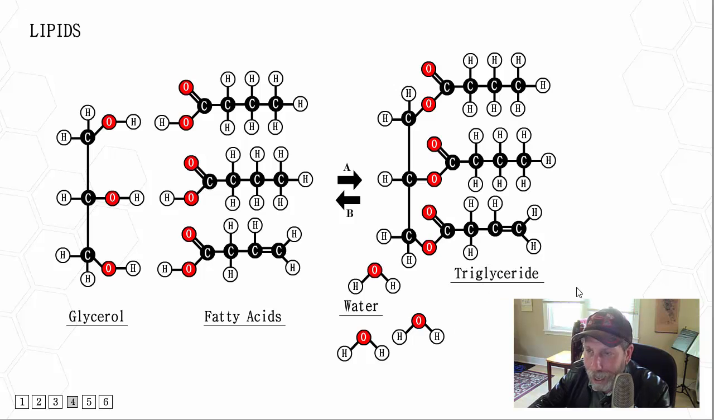called a triglyceride. 3 fatty acids on 1 glycerol backbone, it's sometimes called the glycerol backbone, the glycerol molecule. These are lipids. This is a lipid, all right?